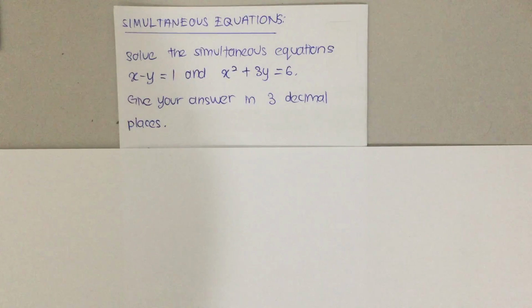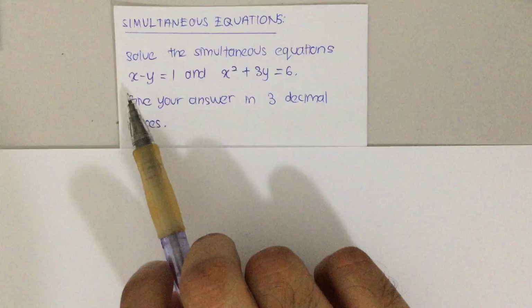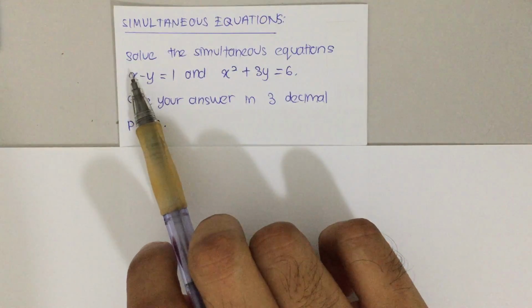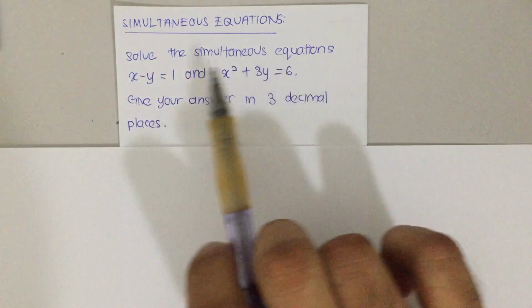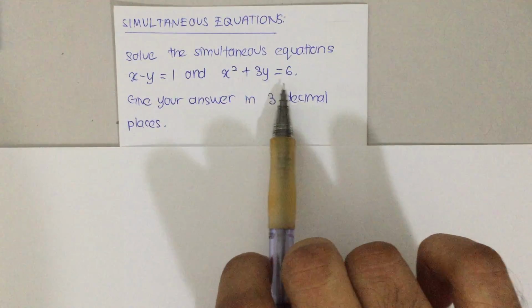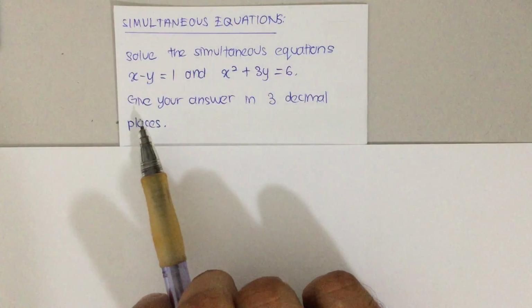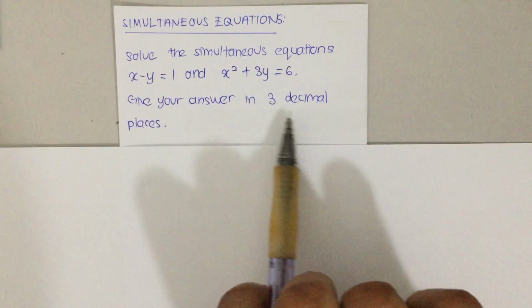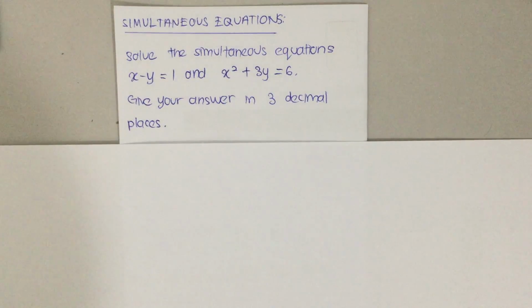Alright guys, without further delay, let's jump to the question now. Okay, in this question, the question asks to solve the simultaneous equations x minus y equals 1 and x squared plus 3y equals 6. And then the question asks to give your answer in 3 decimal places.